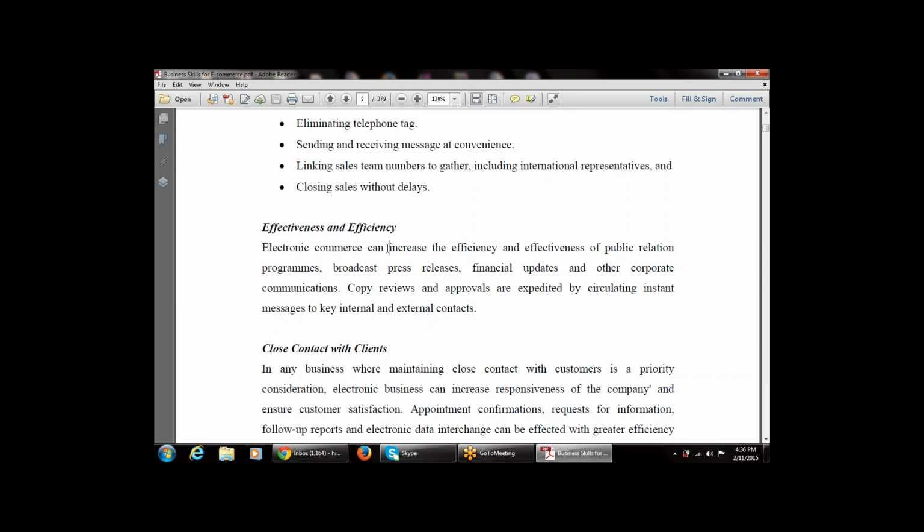So we have studied that e-commerce also provides direct or close contact among various consumers and among various partners, right?